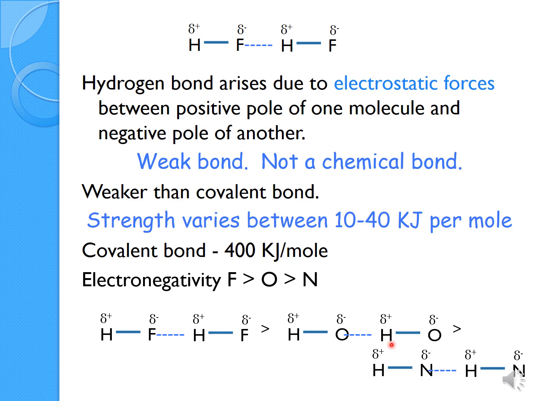If you compare the strength of hydrogen bonds between these two, we can see that since oxygen is more electronegative than nitrogen, the strength of hydrogen bond will be much greater in this particular case than in the case of H and N.